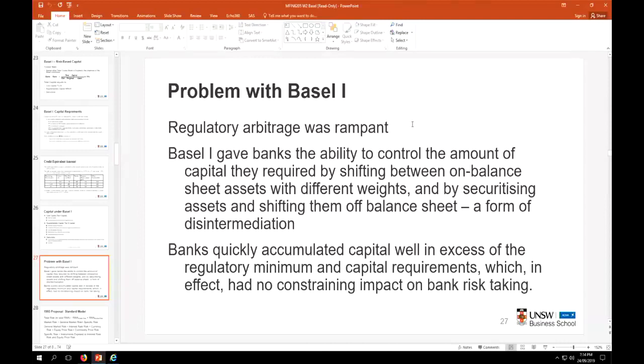And the other problem was that the minimum capital requirements were very small. And most banks had capital well in excess of the 8%, because that was 8% of risk-weighted assets, and the calculation was not very punitive. So therefore, this whole model was not practically working to constrain what banks did.